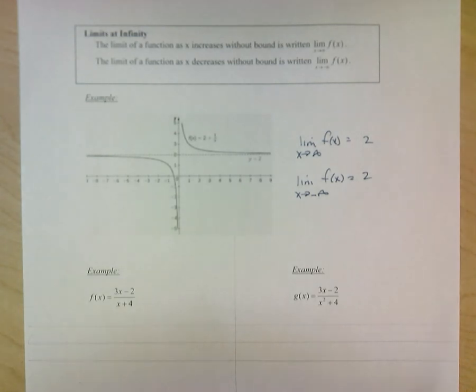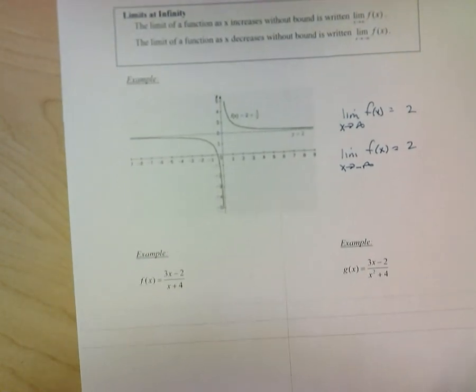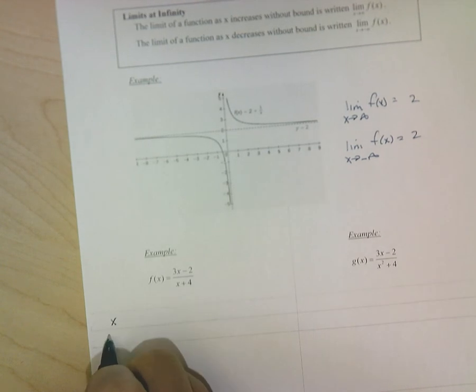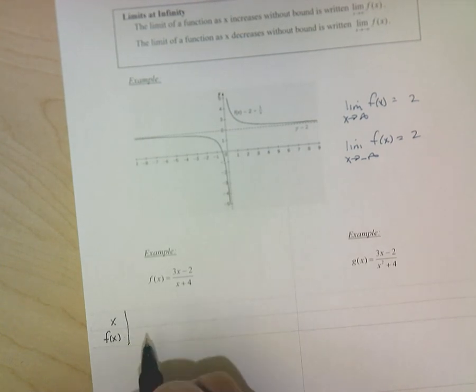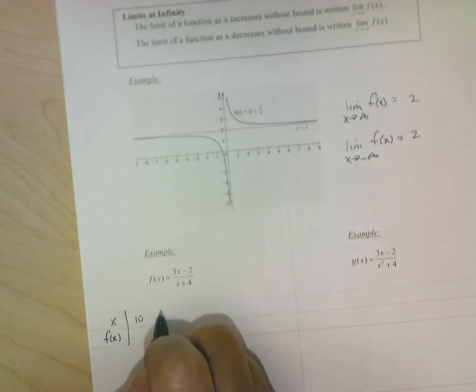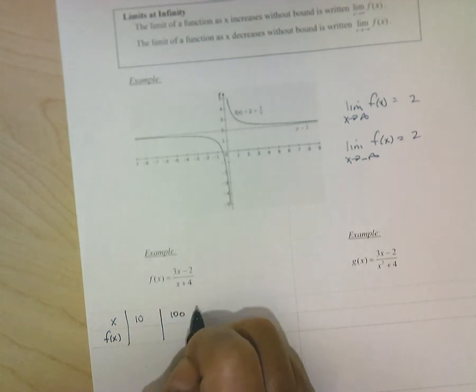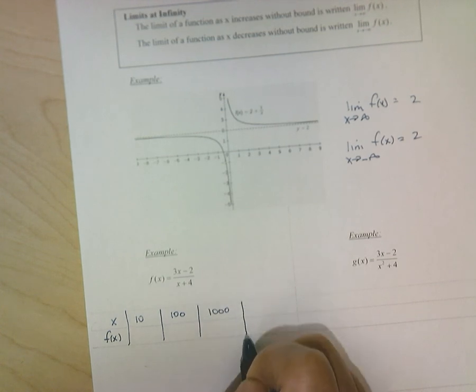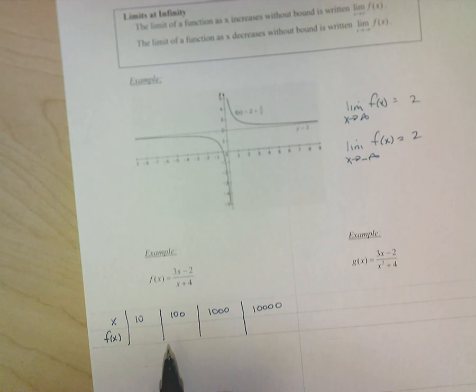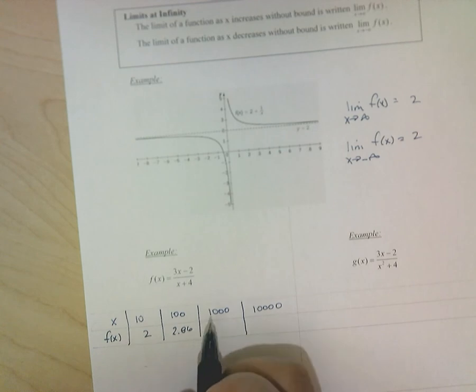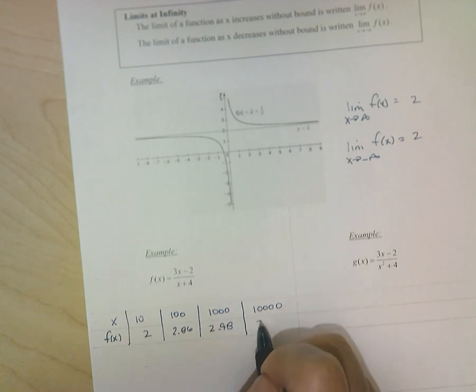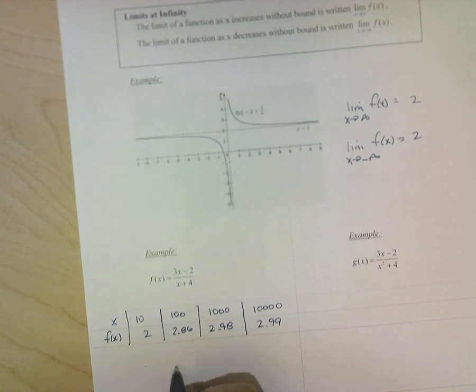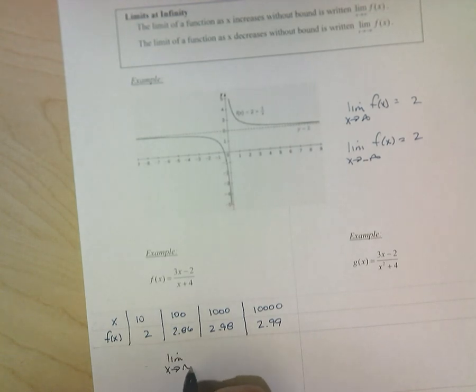And these can be done numerically as well. So if I look at this first one, if I have x and f of x, I want to start with a small number and get larger. It doesn't matter which ones you've chosen. So if I put a 10 in, I get 2. If I get 100, I get 2.86, 2.98, and 2.99. So what's happening, the limit as x gets larger and larger, so as it approaches infinity of 3x minus 2 over x plus 4 is going to equal 3.